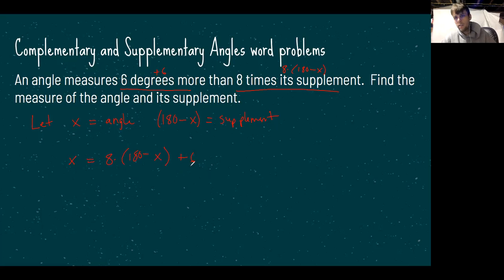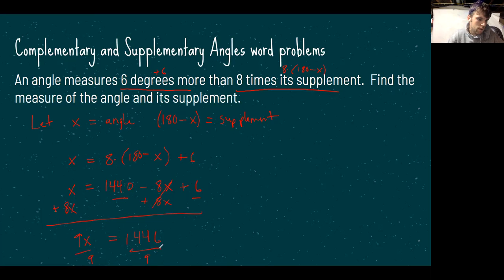Now it just becomes a matter of actually figuring this out. So 8 times 180, that's going to be 360, 720, 1440. A large one, minus 8x plus 6. All right, I'm going to combine like terms, and I'll also get rid of this minus 8x. So I'll add 8x to both sides. So I end up with 9x equals 1446 when I add those two together. And now I need to divide by 9.